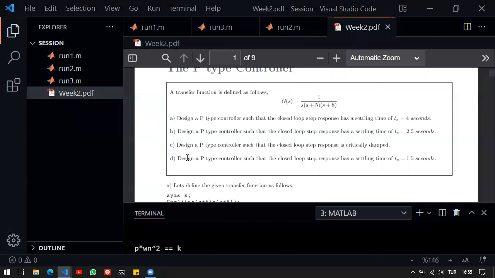Now, the last part here tells us to design a controller for 1.5 seconds.